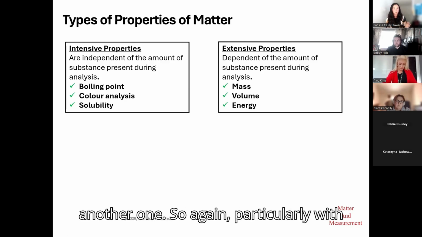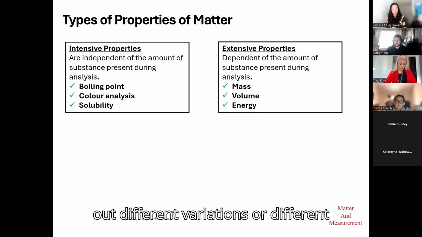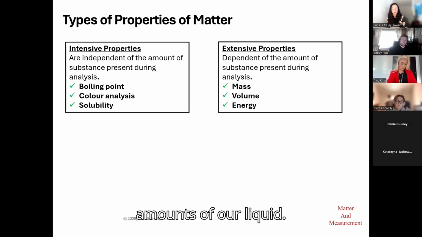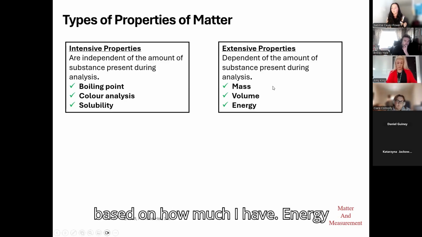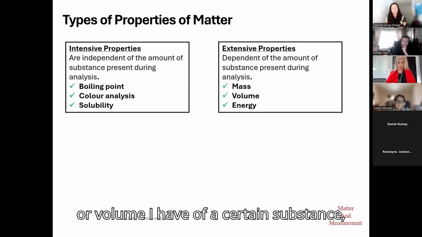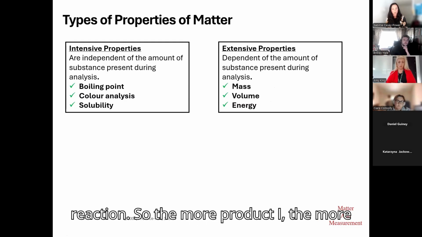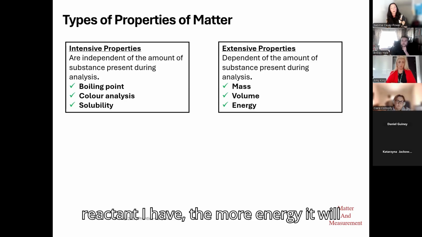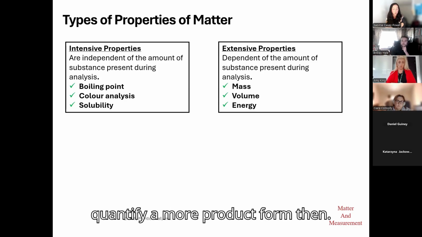Volume is another one. Again, particularly with our liquid samples here, I can measure out different amounts of our liquid, and they will obviously change based on how much I have. Energy is another one. The more mass or volume I have of a certain substance, the more energy it will emit during a reaction. So the more reactant I have, the more energy it will produce, and it should quantify in more product form.